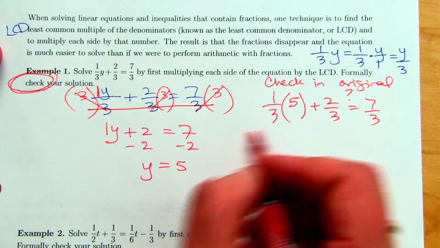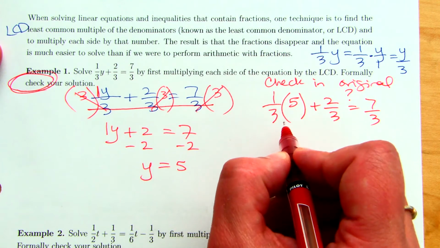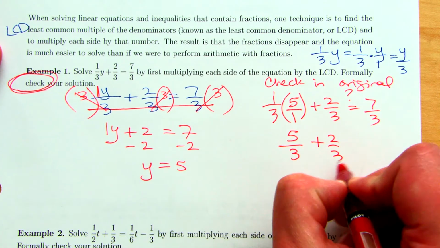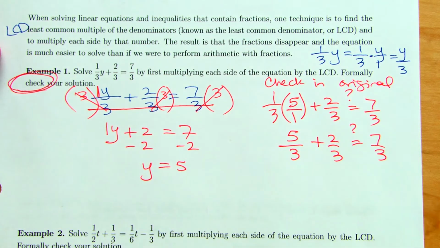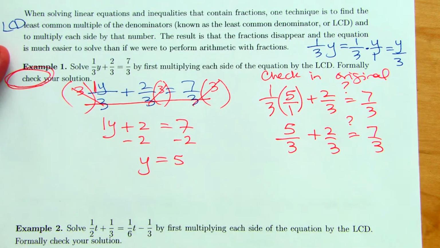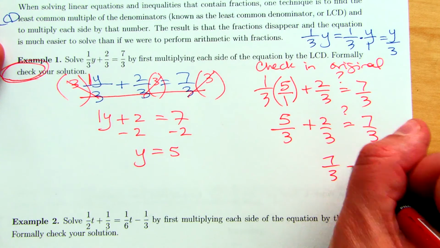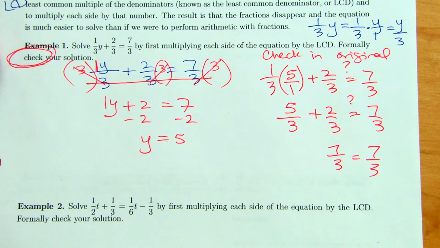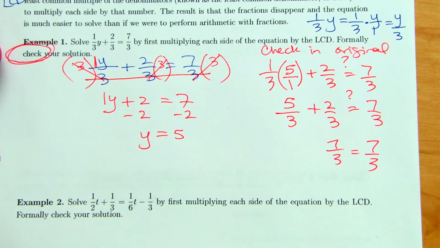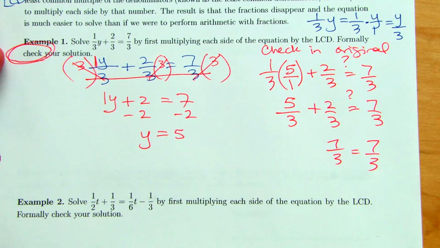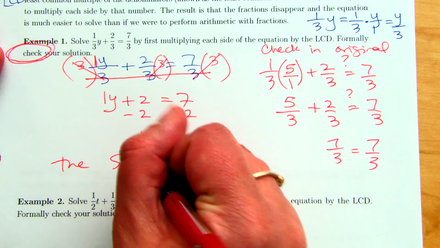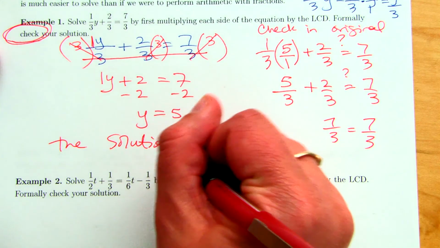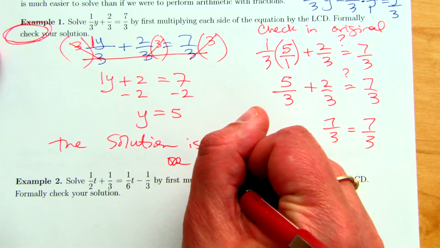How do we multiply 1/3 times 5? 5 over 1. So here we get 5/3 plus 2/3. Is it equal to 7/3? Is that true? Yep, it worked out. 7/3 is equal to 7/3. Am I done? Is there anything else I should do? One more step: state my solution. The solution is 5. Or you can also write it in set notation, {5}. Okay.